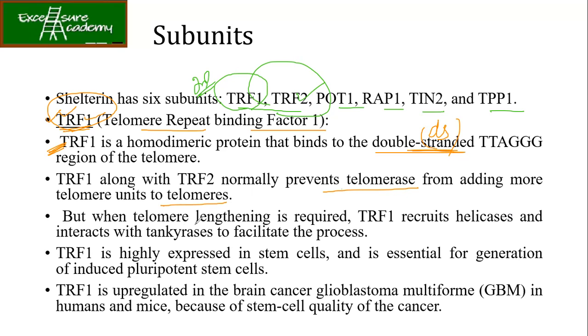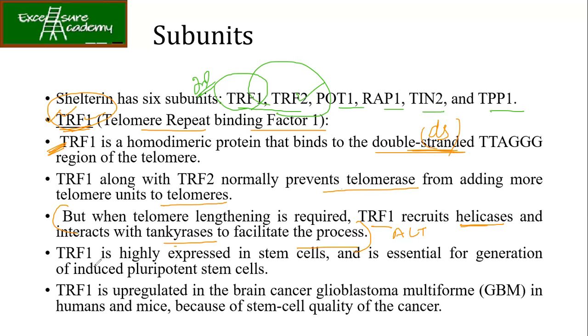Okay. So now, when telomere lengthening is required, at that time TRF1 is going to recruit the helicases and interact with tankyrases to facilitate the process. Now, this is also an important point. Okay. For example, in the case of cancer, ALT is alternative lengthening of the telomeres. Okay. So suppose this is overexpressed, what will happen then? The TRF1 is going to recruit the helicases and the tankyrases to facilitate the process. That is, telomerase activity will be enhanced.